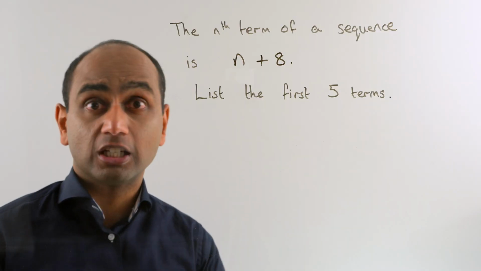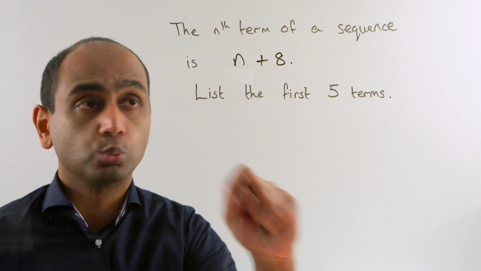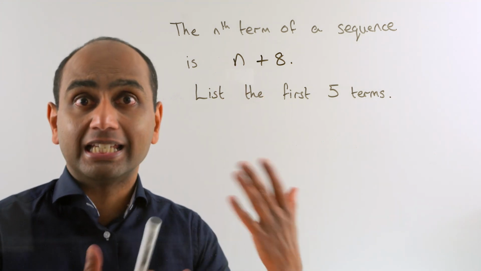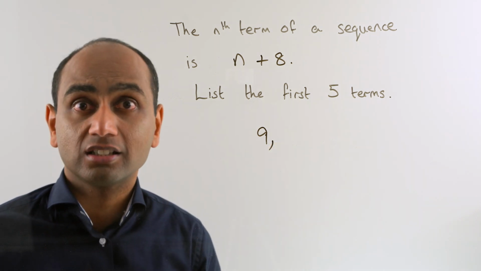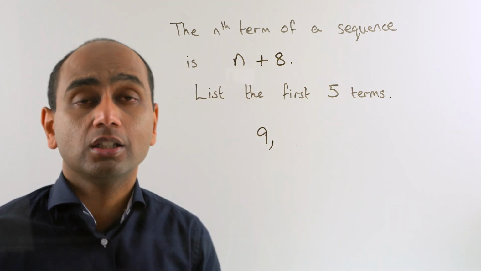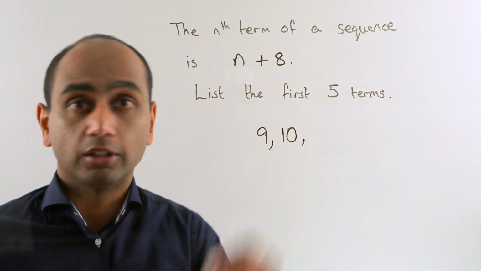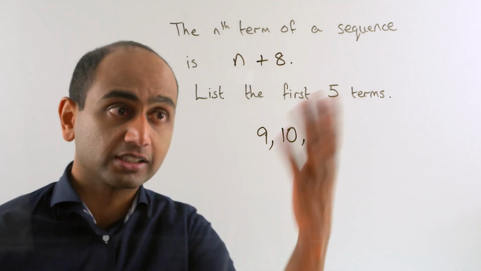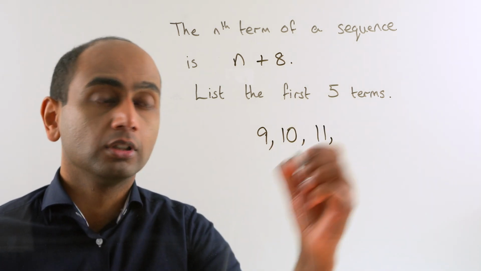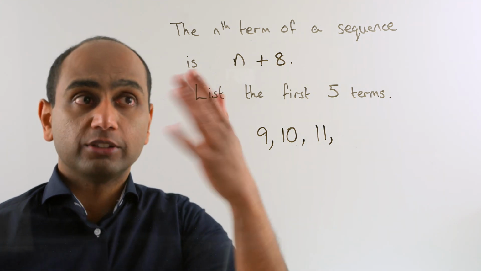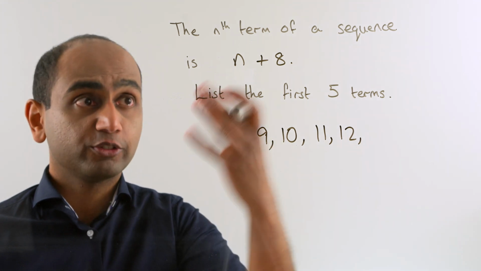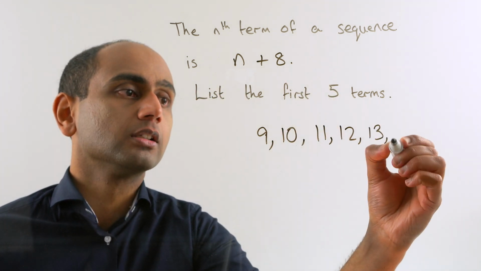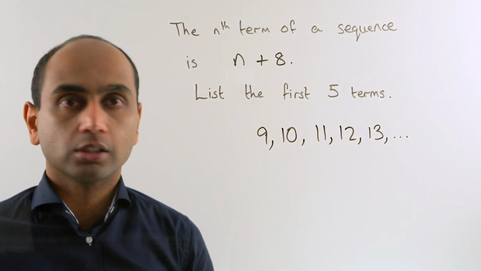Right, so the first term would be what we get when we substitute n equals 1. 1 plus 8 is 9, so the first term of this sequence is 9. The second term would be 2 plus 8, and that's 10. The third term would be 3 plus 8, which is 11. The fourth term would be 4 plus 8, which is 12. And the fifth one would be 5 plus 8, which is 13. So those are the first 5 terms.